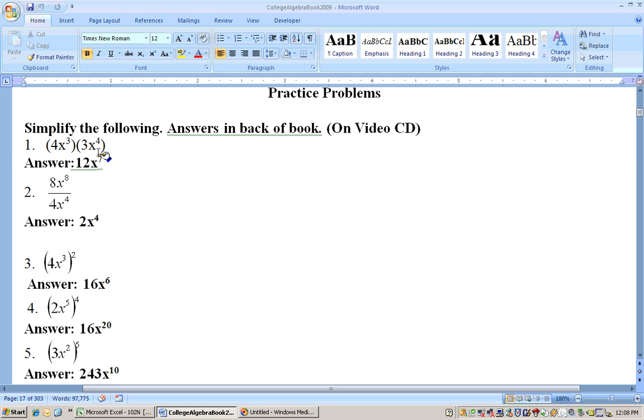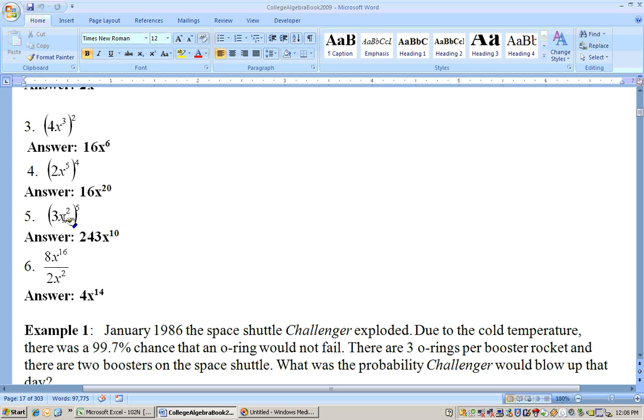4x cubed times 3x to the 4th. Well, 4 times 3 is 12, and that'd be x to the 7th. This divide, that'd be 2. Subtract your exponent, x to the 4th. Raising to a power, 2 to the 4th is 16. Multiply your exponent, so it'd be x to the 20th. 3 to the 5th is 243, and x squared raised to the 5th. Multiply your exponents, you get x to the 10th. And dividing here, 8 divided by 2 is 4, and when you're dividing, subtract your exponents, it'll be x to the 14th. We'll do a harder problem now.